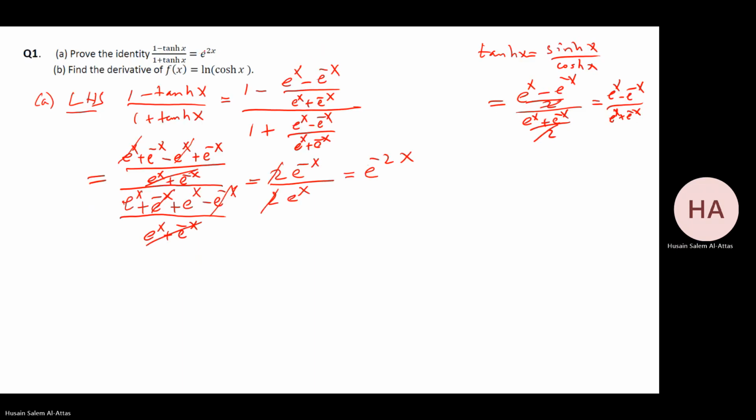I think there should be a minus sign. Yeah, it cannot be, I have sinh, which is the negative, over the positive. This is the tanh. Okay, so I think that should be a minus sign. For part B, I need to find f prime: sinh x over cosh x, the derivative of that gives me tanh x.